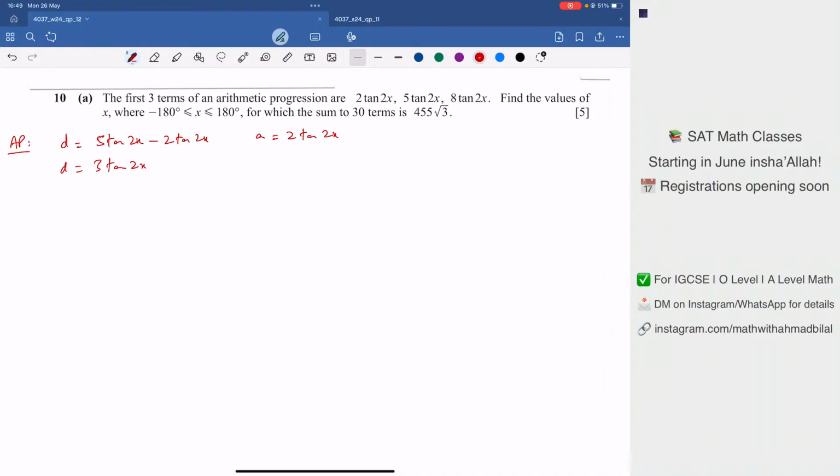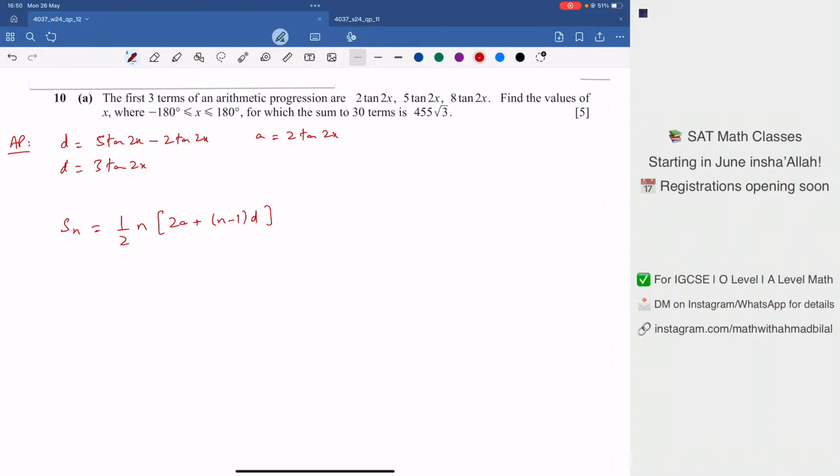We are given something about the sum of this arithmetic progression. Do we know the sum formula? What's the sum formula? It's 1 over 2 times n into 2a plus n minus 1 times the difference. That's the sum formula for an AP, right?